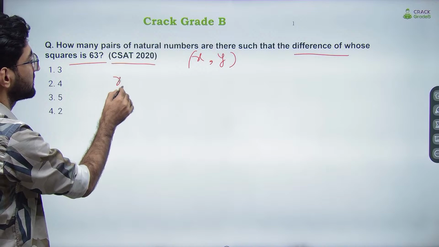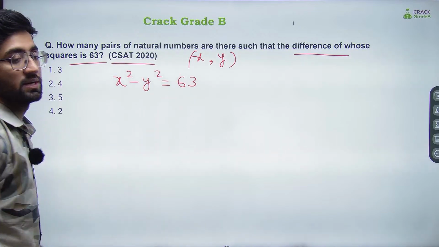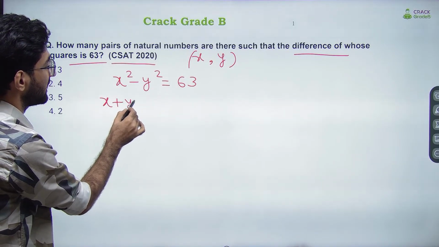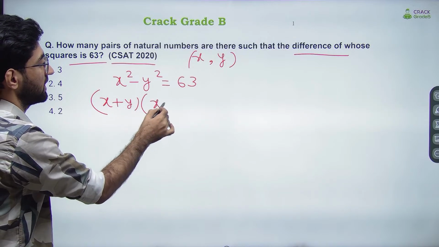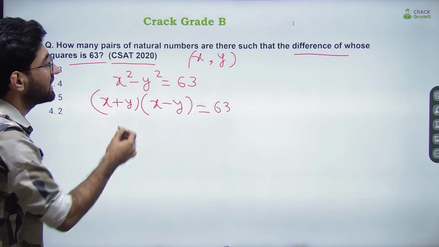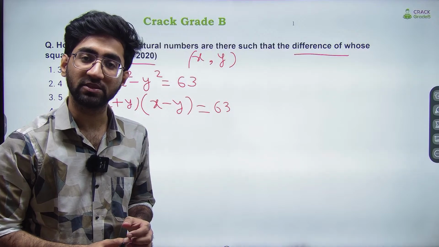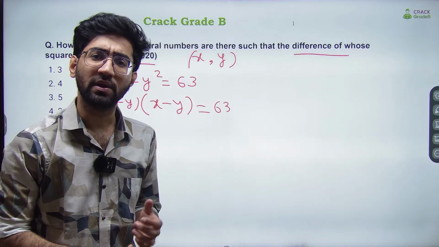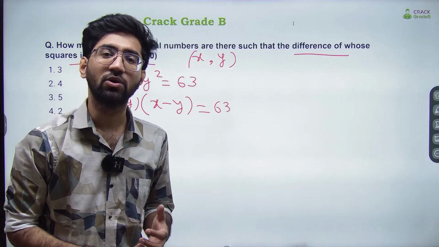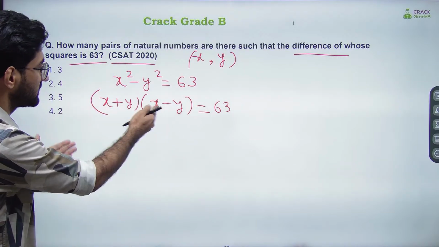So can we write x square minus y square equal to 63. So basically, can we write it as x plus y into x minus y, that is equal to 63. Why did we write x square minus y square as x plus y into x minus y? Because since childhood we have been using the formula a square minus b square equal to a plus b into a minus b. So similarly we have used that formula here.